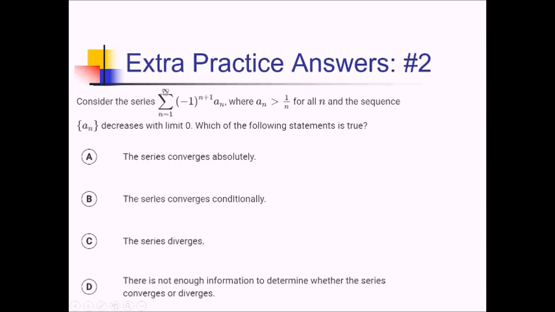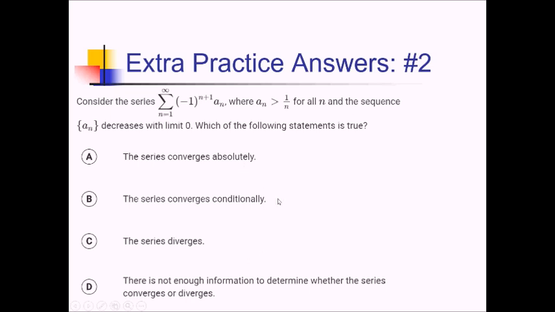For this problem, we're given the series (-1)^(n+1) times some kind of mystery term that they don't really tell us a whole lot about other than the fact that it's greater than 1 over n for all n. And they also tell us that the sequence a_n decreases with limit 0. Okay, so we want to know what's true here. We're talking about whether this series converges absolutely, conditionally, not at all, or whether there's just not enough information to figure out any of these questions.